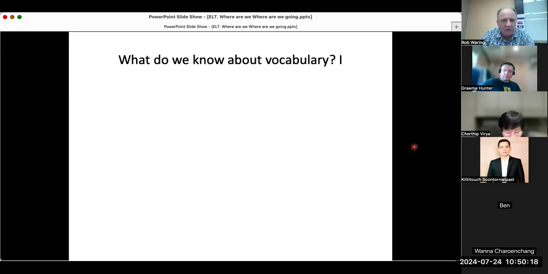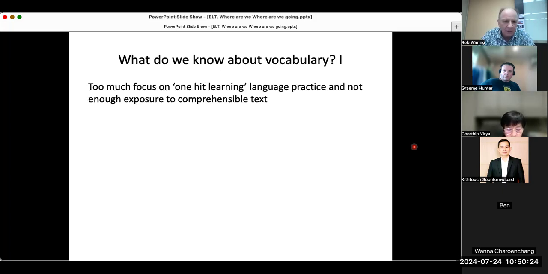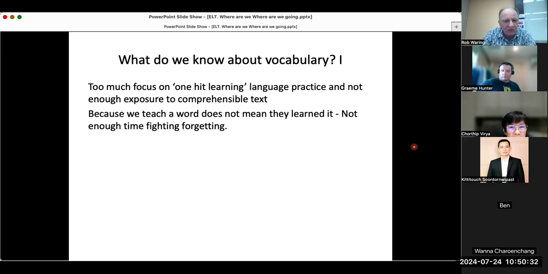So I want to move on a little bit to vocabulary. What do we know about the teaching of vocabulary within ELT? Well, one thing we do know is there's too much focus on one-hit learning. Not enough exposure, comprehensible input. Just because we teach something doesn't mean they've learned it. This is really critical. We all know that we may meet some new words or new grammar, but very quickly it's going to be forgotten if we're not careful.